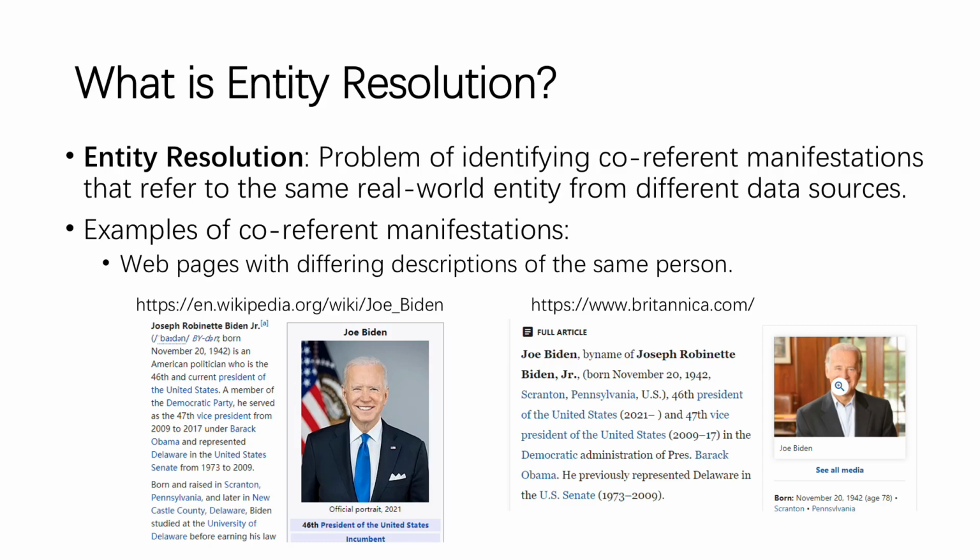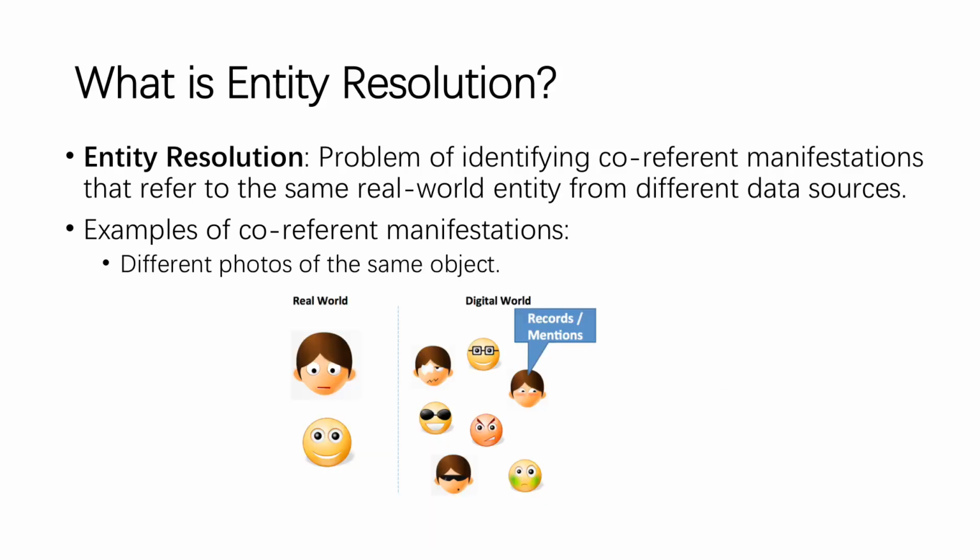Although you can argue Joe Biden is an easy example, there are plenty of examples for persons with different names. There are two scenarios: there are different people with the same name, or the same person with multiple names. So these add to the difficulty level of the problem.